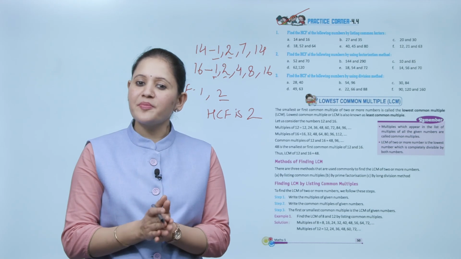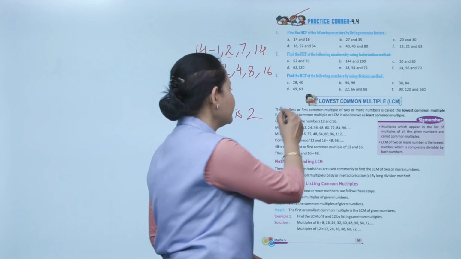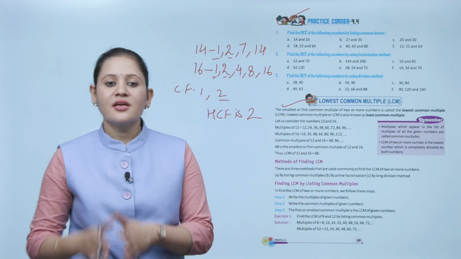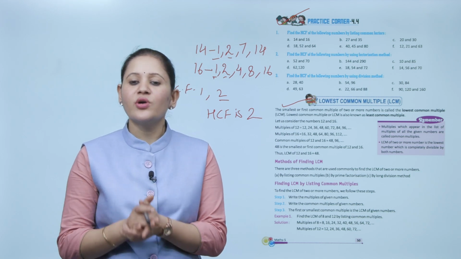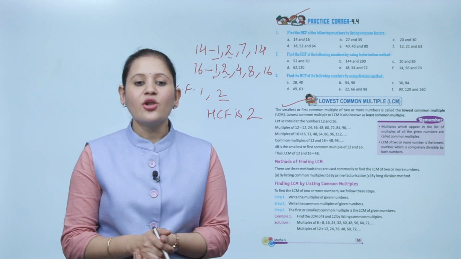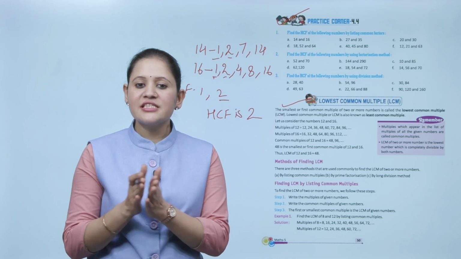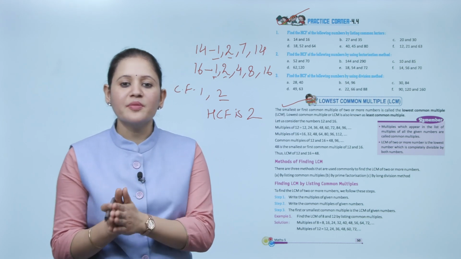Next is lowest common multiple or LCM. The smallest or the first common multiple of two or more numbers is called the lowest common multiple or LCM. Lowest common multiple or LCM is also known as least common multiple.